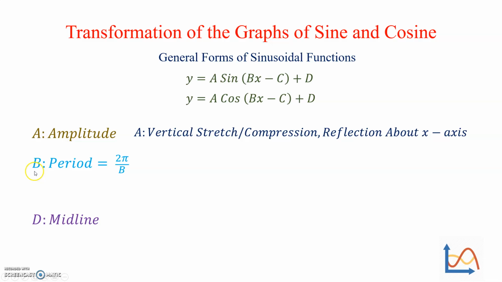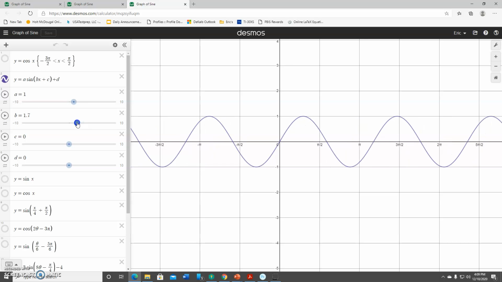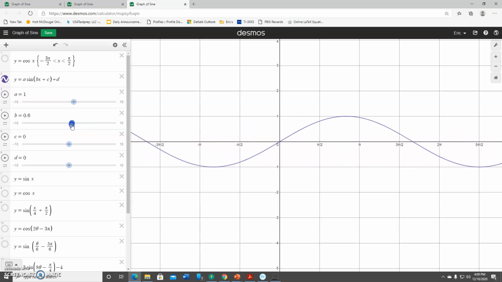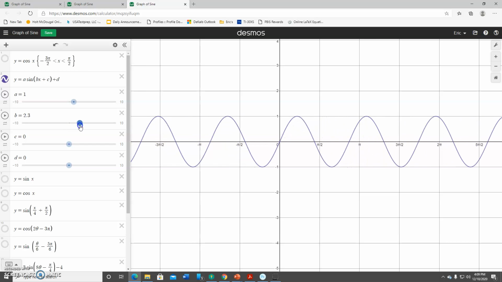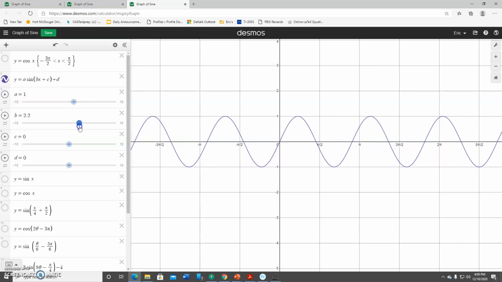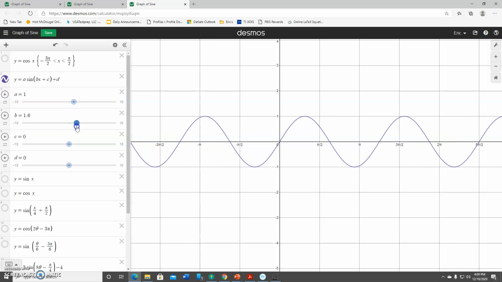So let's focus on B now. We know B, if applied with 2 pi, we can find the period. But here's our B. Right now it's 1. As I begin to change it, the graph begins to compress and stretch. So the B is causing the graph to stretch out and to compress. Let's look a little closer. Right now, let's put the B at 1.